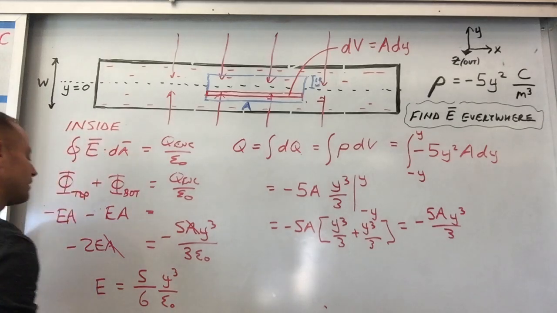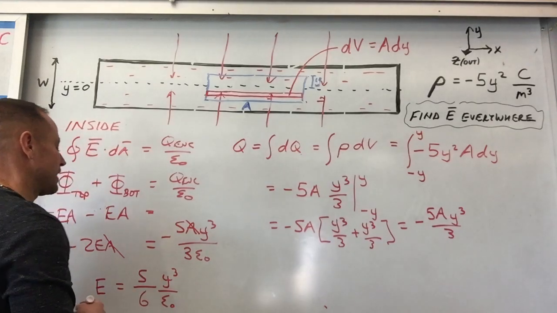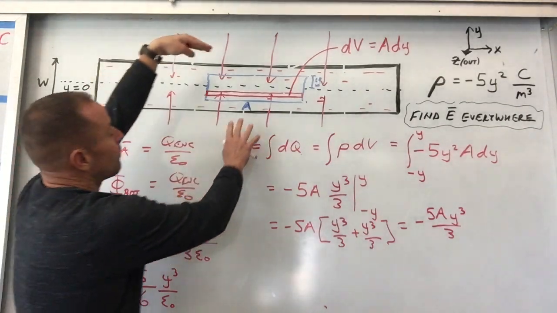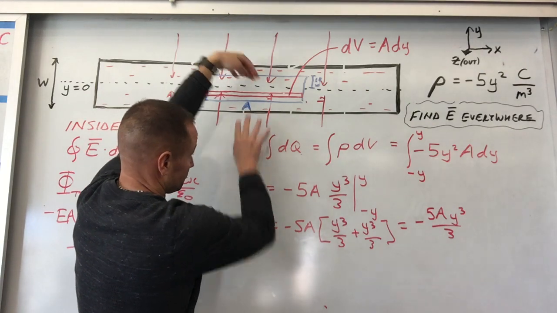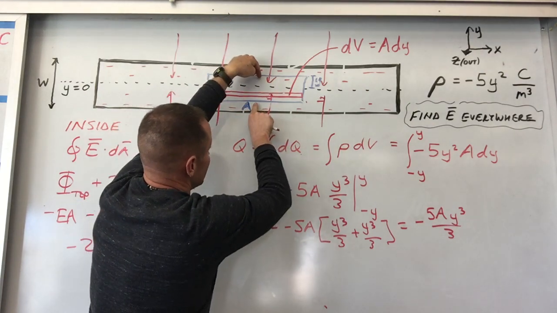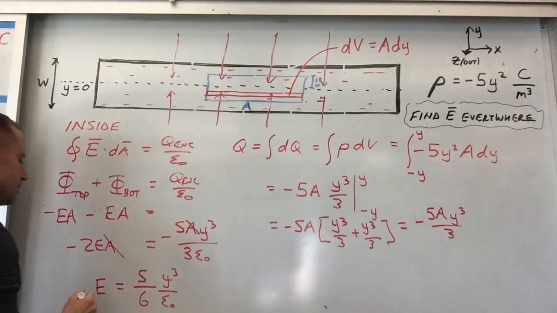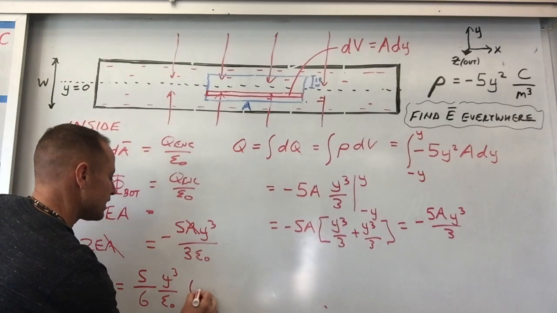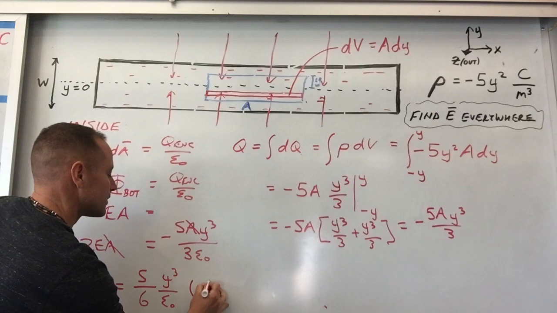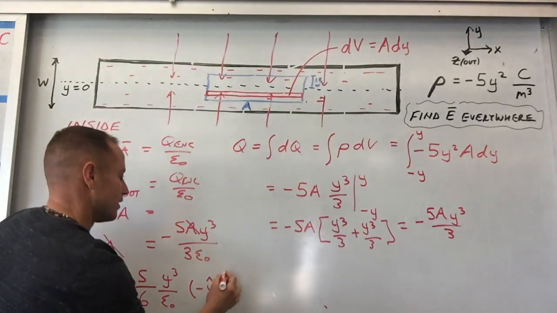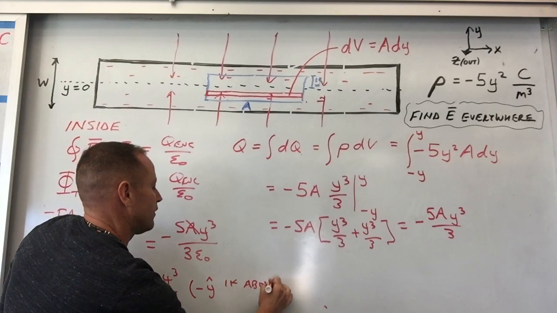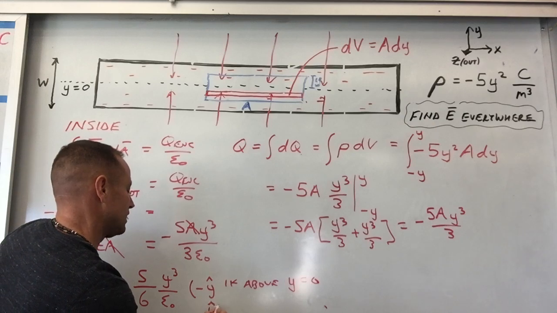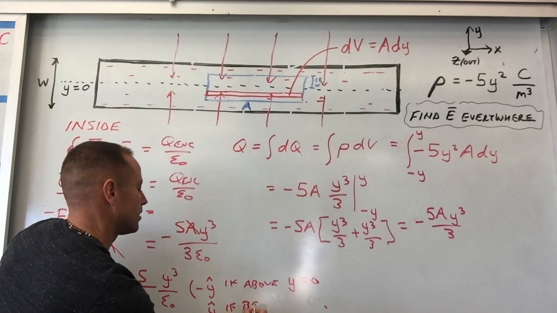So the strength of the field grows like y cubed. That's the magnitude. We already know from the sign of the charge that the field has to point inward, since the field depends on the enclosed charge and you have a bunch of negative charge in here. To make this a vector, you'd say it points in the minus y hat direction if above y equals 0, and in the y hat direction if below y equals 0.